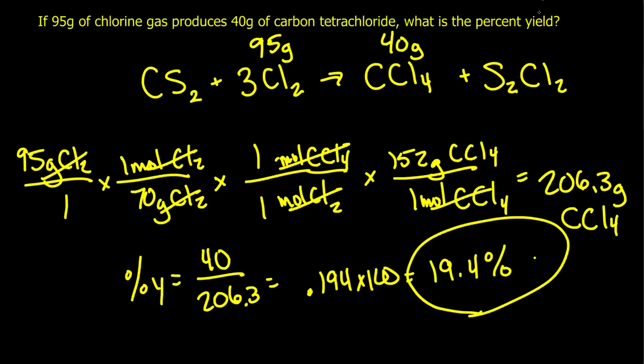So if you got stoichiometry down pretty well, then percent yield is probably not going to be that difficult for you. It's just taking 2 values, plugging it into a formula, and solving for a third unknown variable.